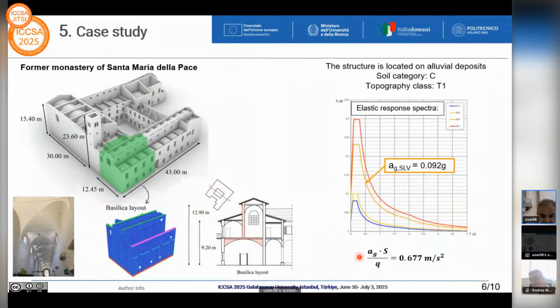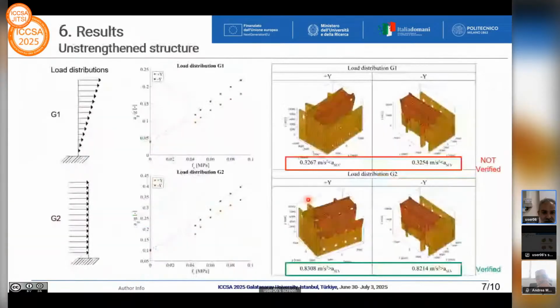So it's a number that we have to compare with the results obtained with limit analysis. And here are the results. So we applied two load distributions, again according to the Italian code: inverse linear, that is called G1, and constant, that is called G2. So along the two different directions, perpendicular to the facade of this portion, from the north to the south, from the south to the north, okay, this direction.